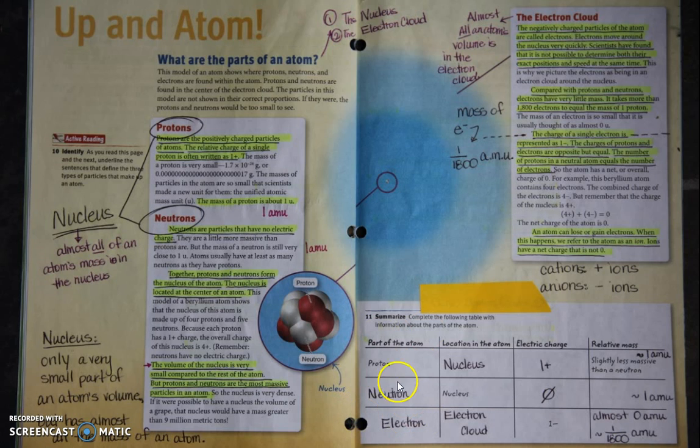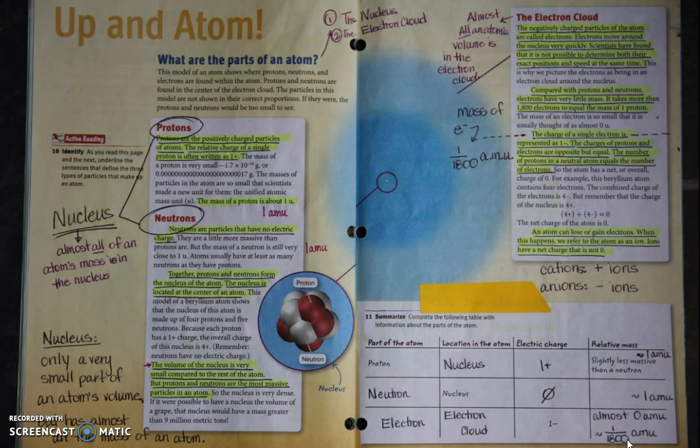Summarizing down here, a proton is located in the nucleus. It has a charge of +1, and it has a mass of basically 1 AMU. Remember that special mass unit we made up just for subatomic particles. A neutron is found in the nucleus, has no charge, and a mass of about 1 AMU. The electron is located in the electron cloud, has a charge of -1, and has almost no mass. Don't say no mass, because it does have some, but it has very, very little mass compared to either a proton or a neutron. It takes more than 1,800 electrons to equal the mass of a proton.